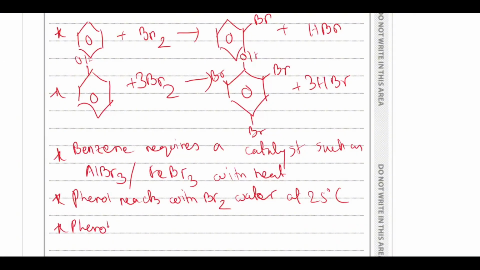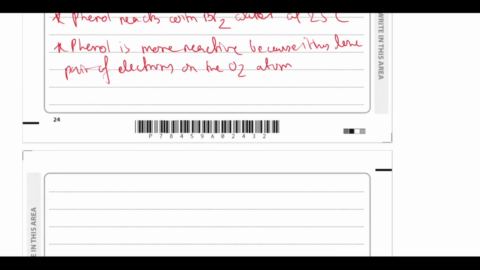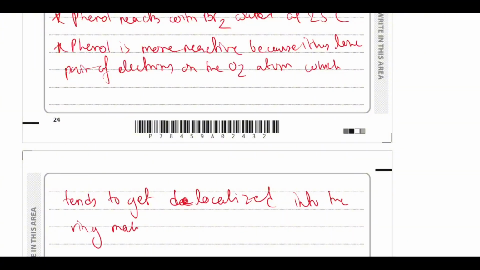Lastly, we can clearly say that phenol is more reactive than benzene because it has a lone pair of electrons on the oxygen atom, which tends to get delocalized into the ring, making the phenol more susceptible to an electrophile attack.